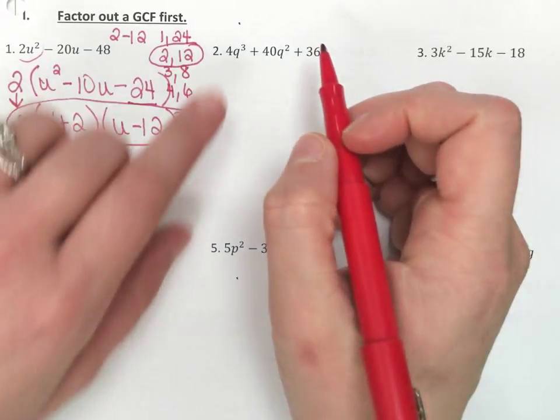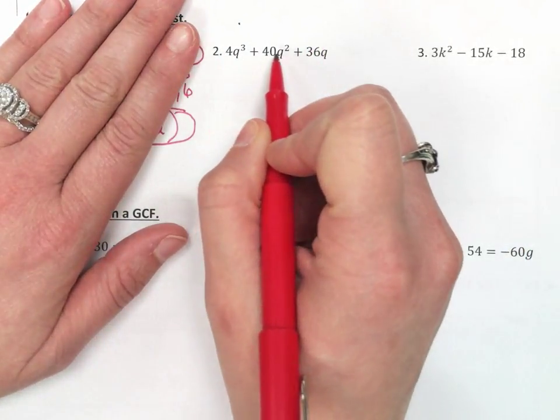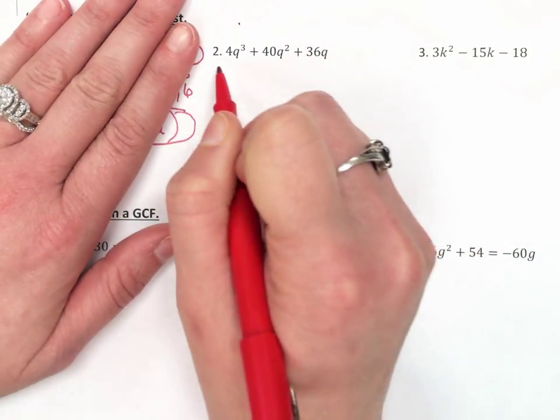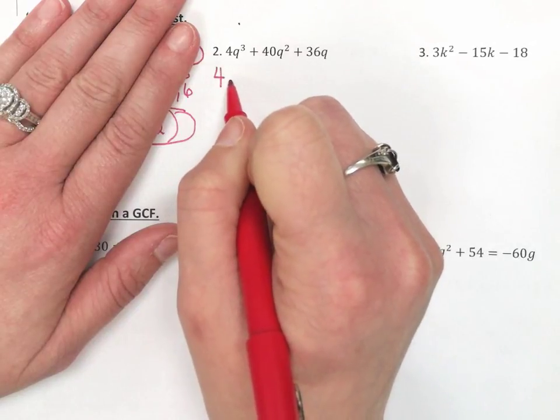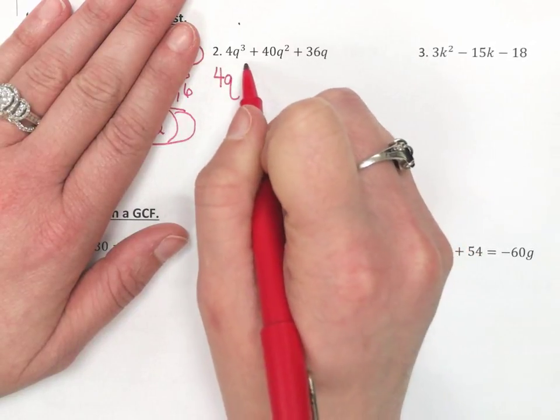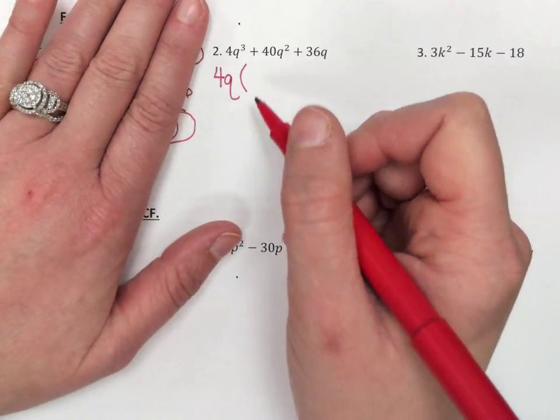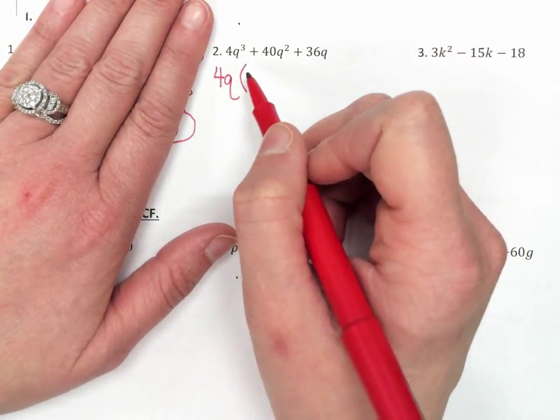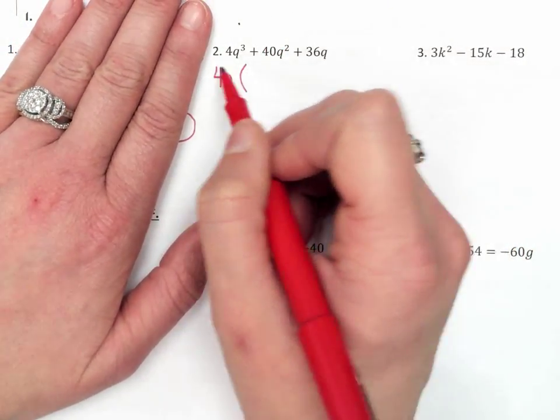All right, let's do number 2. You ready? Yes. What do they all have in common? 4 and Q. Ethan, I'm so happy you're participating today. You have no idea how happy that makes me. Oh, really? Uh-huh. He's been a little upset for a couple of days.